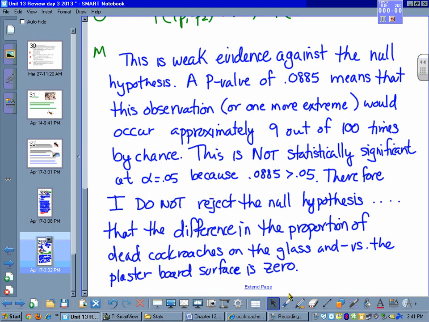It would seem that it would tend to stick better to a surface that is porous, but we don't have enough evidence to really say that. I mean, it's at 0.09, which is not very strong, but we don't have enough evidence to do that.